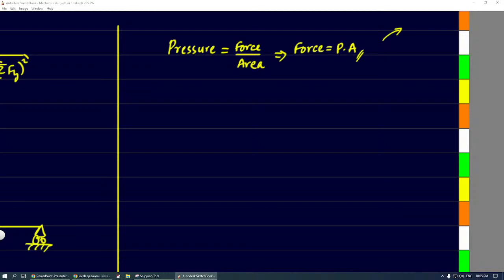So you know the formula for pressure? Pressure is force by area. Force by area. So more is the area, less will be the pressure.